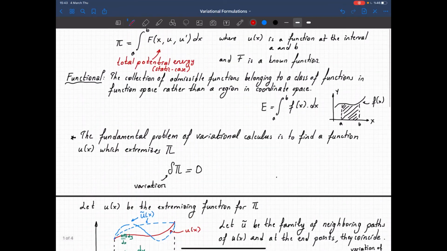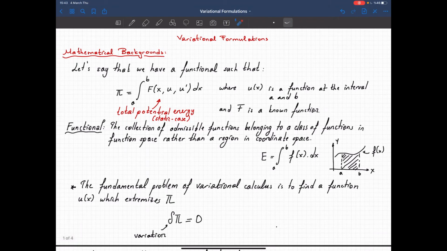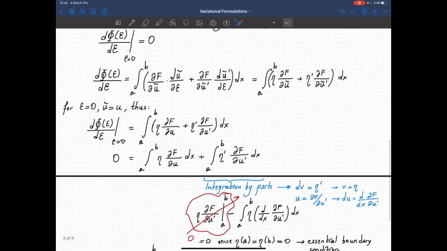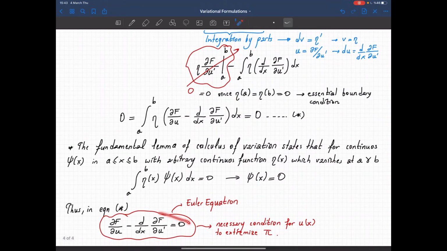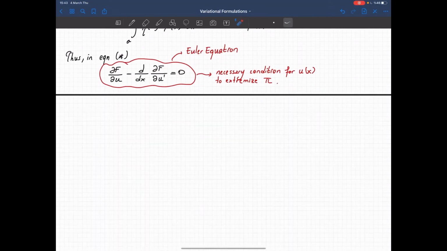Now we will see that when we define the functional as the total potential energy of the system, this Euler equation, when you evaluate it, will give you the equilibrium equations. So with this approach, we can obtain the equilibrium equation right from the total potential energy functional. Okay, now let's continue.